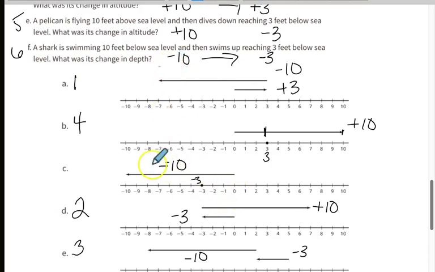So it started off at -10. It swam up and reached -3. So its change in depth was from -10 to -3. So 7 would be the difference between the two. And that's number 6.